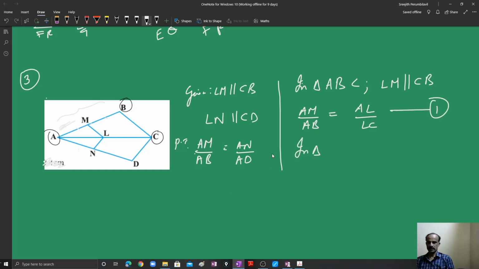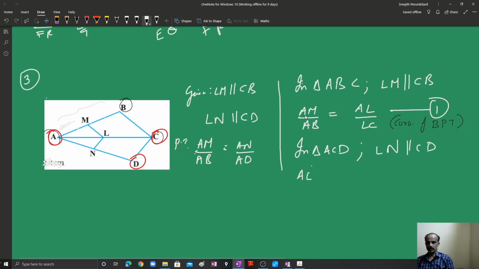Now in the next triangle, I will take the triangle ACD. In triangle ACD, it is given LN is parallel to CD. Can you make anything from this? AL by LC is already there. Hold on one minute. What is the reason for this? How do you write it? You can write corollary of BPT, or you just write BPT.